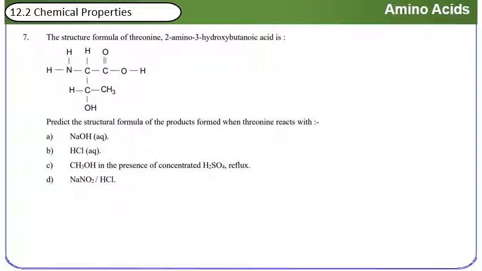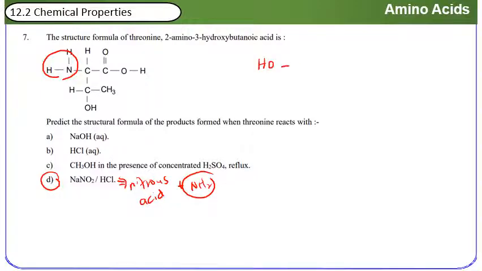Okay, we still have one more question in tutorial question 7. D, NaNO2 and HCl, means that this is nitrous acid. Nitrous acid will react with the amino group, so we start from the amino group. As we know, it will produce the alcohol. We can replace the NH2 with OH, and then CH, C double bond O, OH, and then C, CH3, H, and also OH. This is the first structure.